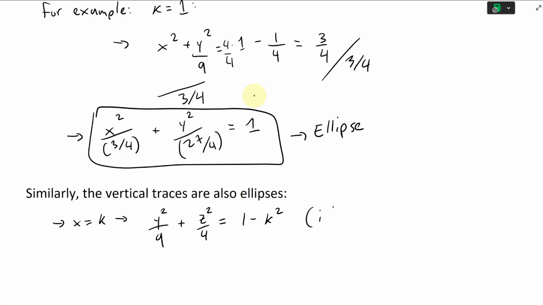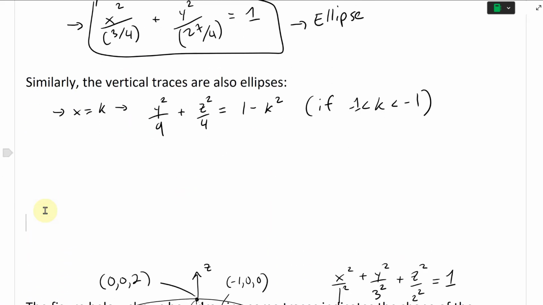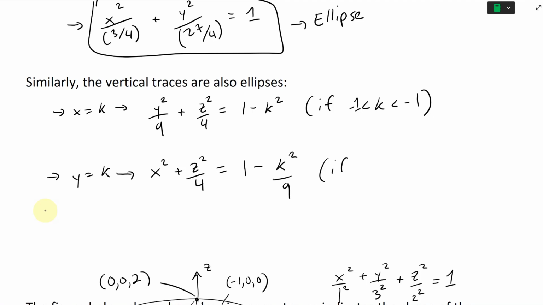And again, in this case, it's going to be an ellipse if k is less than 1 or greater than -1, so that the value on the right side is going to be positive, and not 0. And then similarly for this part right here, y equals k, we're going to get x squared plus z squared over 4 equals, moving over the y, 1 minus k squared over 9. And again, this is if k is less than 3 now, and greater than -3, because 3 squared is 9, so k has to be less than that.